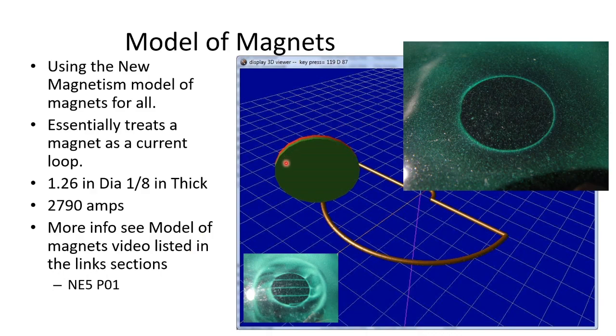For most of the experiments, we have one magnet that's been quantified very precisely. It's 1.26 inches in diameter, 1/8 of an inch thick, and it's 2,790 amps on the edge current. And you can see the edge current because if you put a MagnaView film over it, the edge current is highlighted there. That's what the MagnaView film shows. Okay, I'm the first person to recognize the MagnaView film shows edge currents.